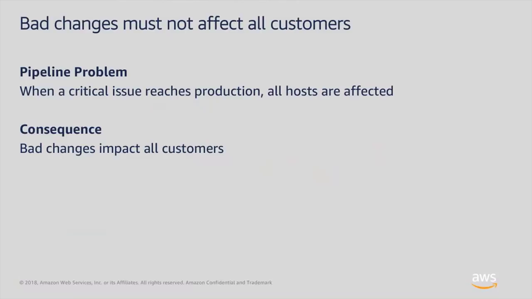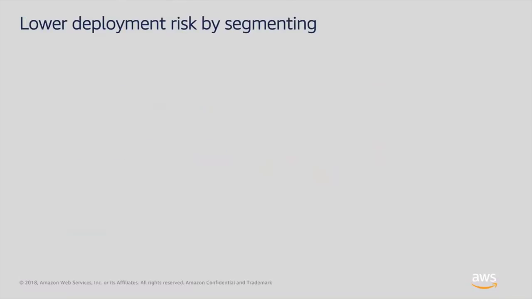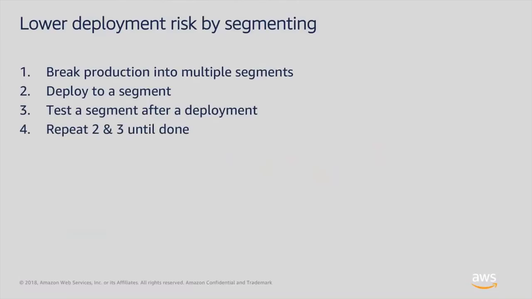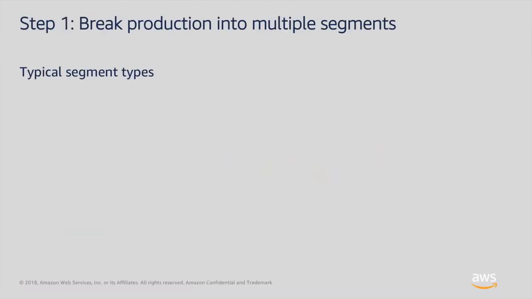So what we want to do is break things up a little bit in how we deploy to our production environment. To do this, we want to break production into multiple segments. We want to deploy to a single segment at a time, and then test each segment after we deploy to that segment to make sure that things are working as expected. And then we want to repeat that two or three times until we've reached all of the systems in that particular production tier.